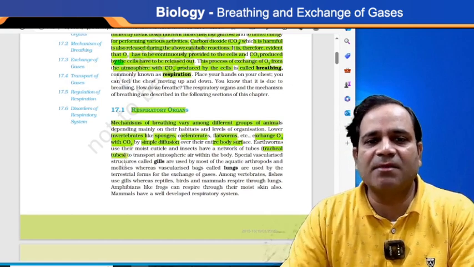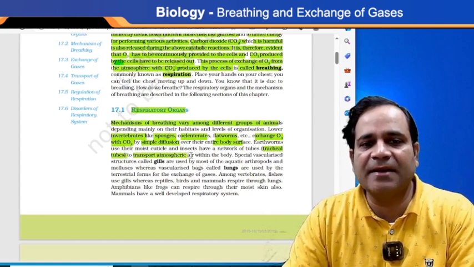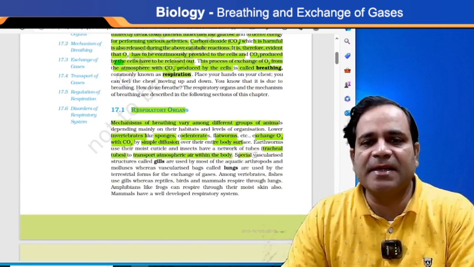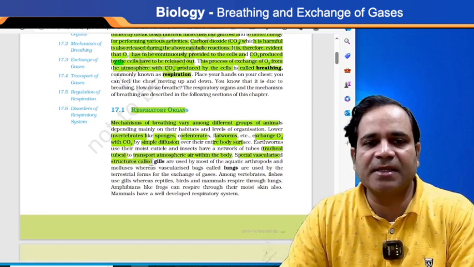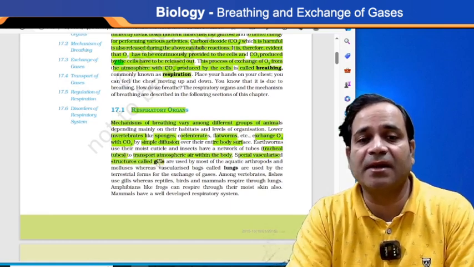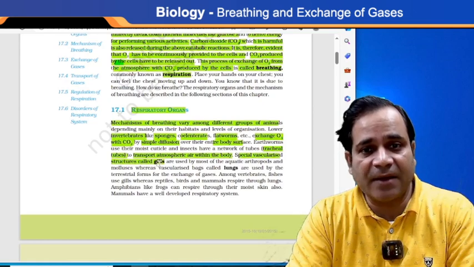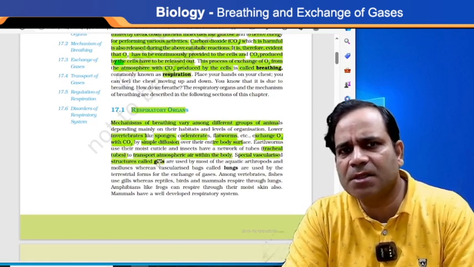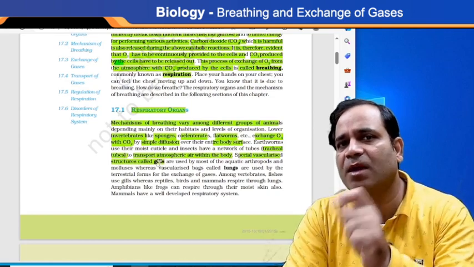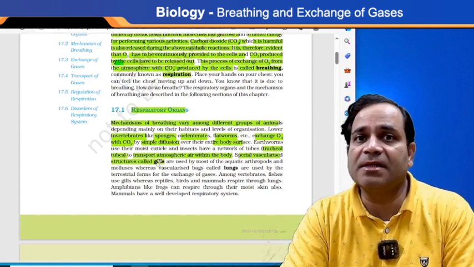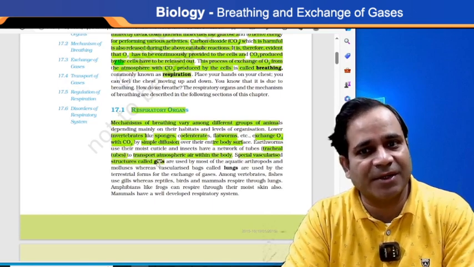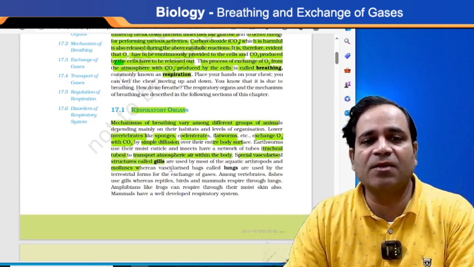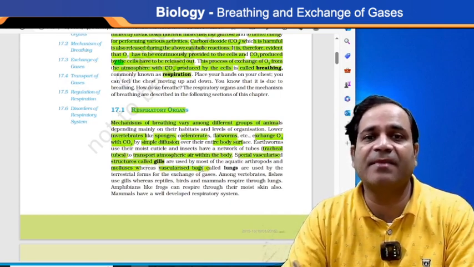The atmospheric air passes inside to the body cells. Here there is also a special vascularized structure. The special vascularized structure is known as what? Gills, which are mainly present in aquatic animals, or you say aquatic arthropods. Do you know the meaning of arthropods? No? Arthro means jointed and poda means what? Feet. It means organisms which have jointed feet are known as arthropods, my dear.